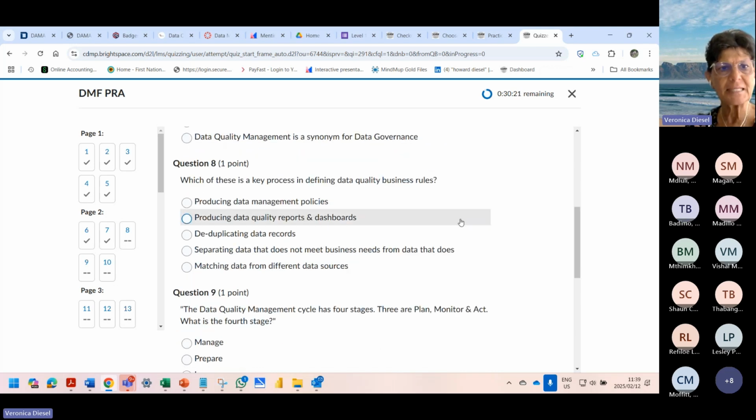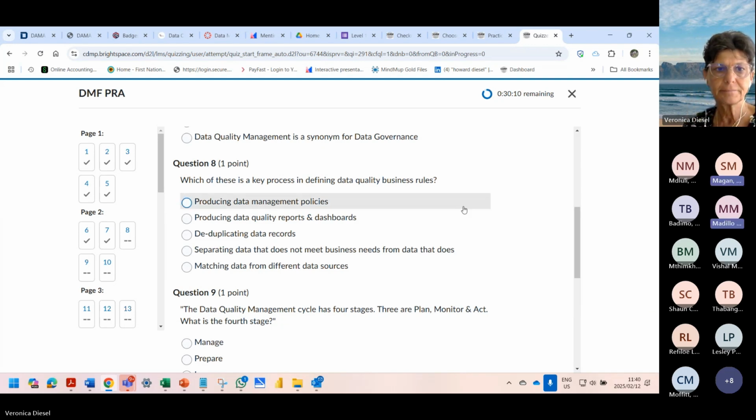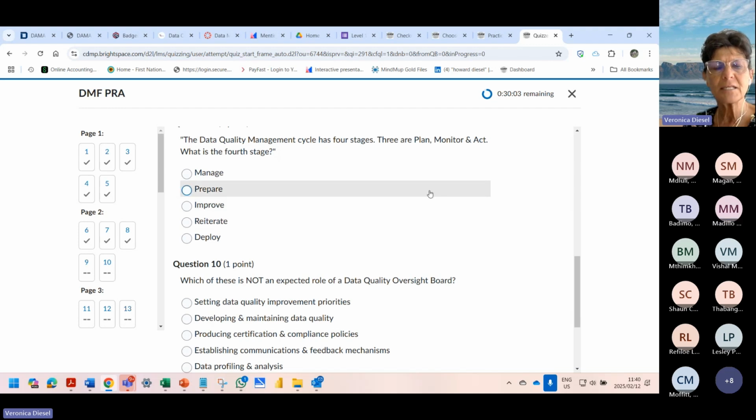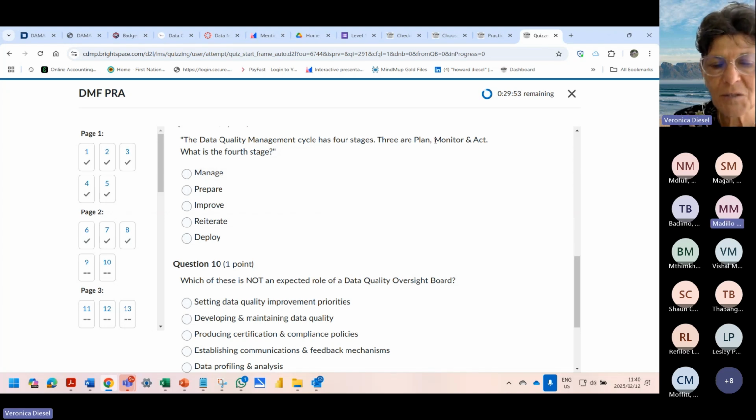So some of them are pretty easy. Which of these is a key process in defining data quality business rules? Second last. Fourth. The data quality management cycle has 4 stages. Plan, monitor, and act. What's the other one? That was the DMBOK 1 question. Remember I showed you? Deploy. Yeah, so you just learned that one.